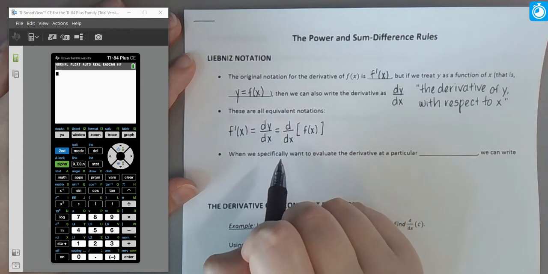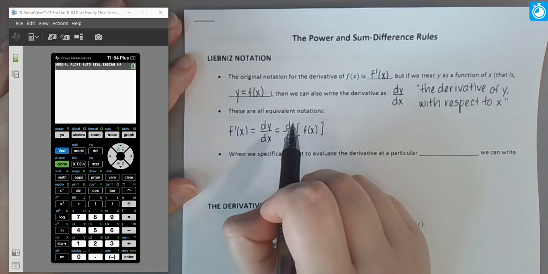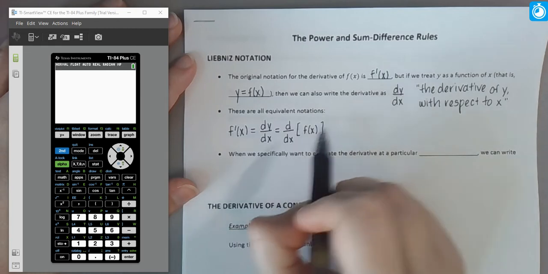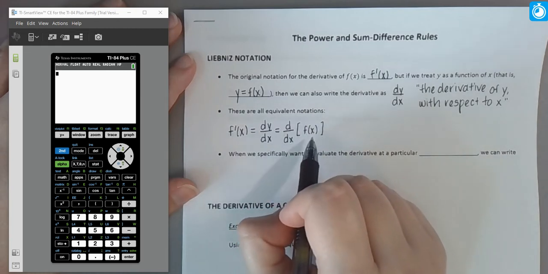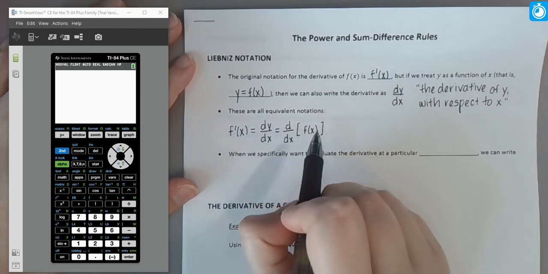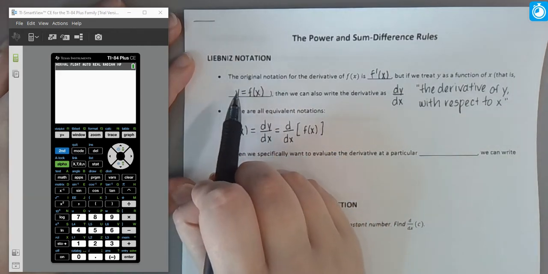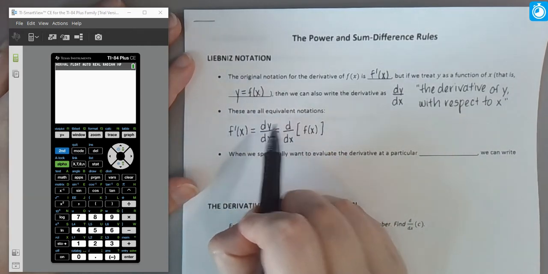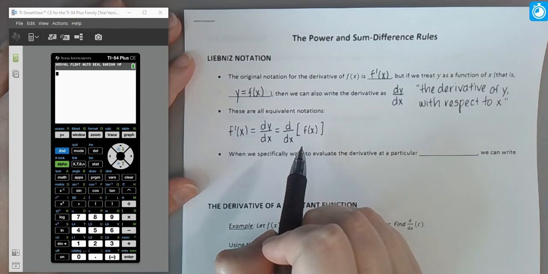It's like the verb saying to take the derivative. Well, this is the derivative with respect to x of the function f of x. So these two notations are very similar, again, because we're thinking of y as a function of x. So y and f of x are essentially interchangeable.